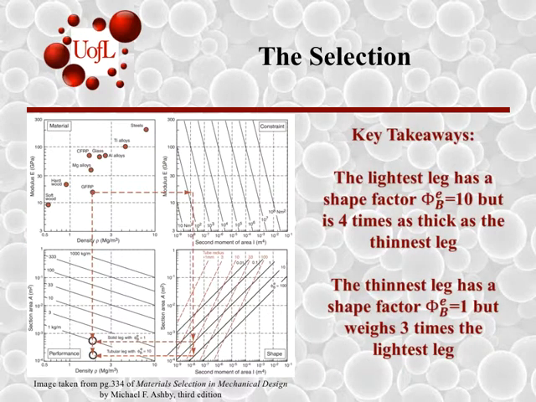So these relationships and constraints allowed us to plot a 4-plot diagram and also to make a rectangular selection area, which, as you can see, shows us that the lightest leg is going to have a shape factor of 10, but it's going to make it really thick, so it's going to have a radius of about 20 millimeters, whereas the thinnest leg is going to have a radius of about 5 millimeters and a shape factor of 1. But because the radius is so small, the table leg is going to be solid, and it's going to be about 3 times heavier as the lightest one.